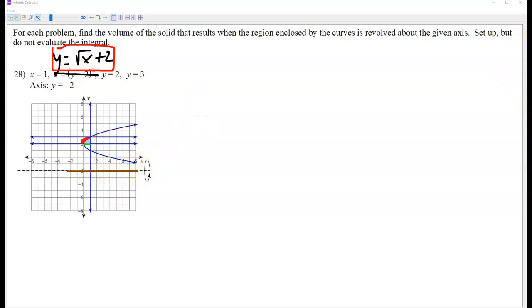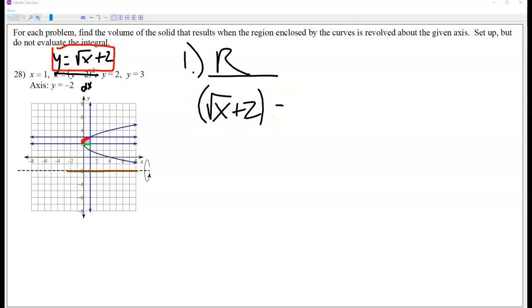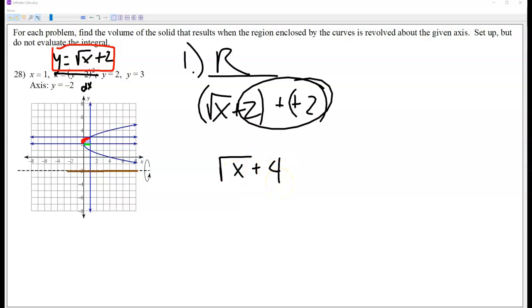Okay, so let's begin. Step 1 is to find your big radius. I'll just put capital R. And it's going to be top minus bottom, or now which one of these functions, the red one or the green one, is farthest away from the brown line? Well, it's the red one. So it's going to be the function minus the axis. In this case, my axis is -2. And so that becomes a positive, and we add those 2's together to give us 4. So that would be my big radius.